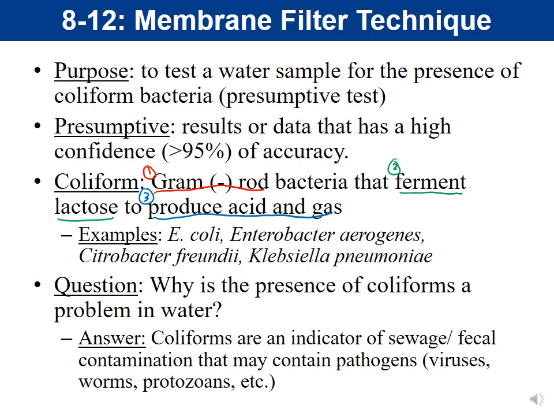Now, that's problematic because if you see E. coli, for example, in the water, that might indicate that other pathogens are also possible in the water. So there could be pathogenic viruses in the fecal matter. There could be helminths, worms. There could be the protozoans that we're studying in lab. So the presence of this fecal matter bacteria is problematic because there may be other pathogens in the water as a result. And those other pathogens are much more difficult to test for.